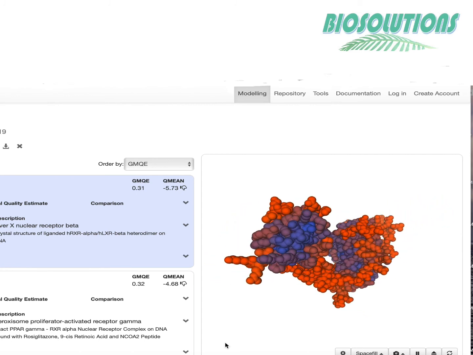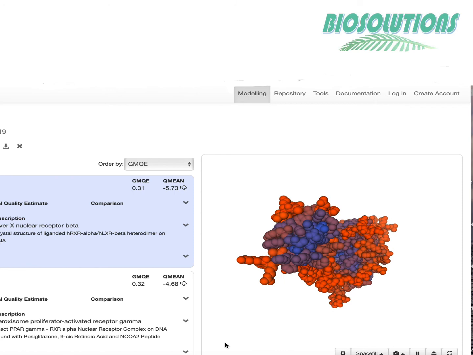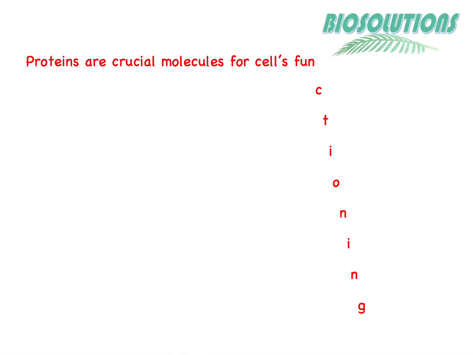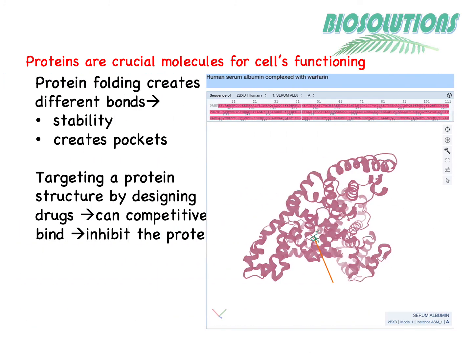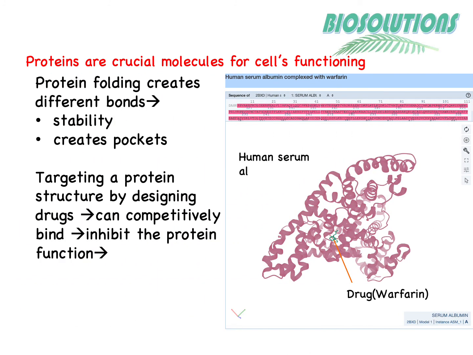One important use of the three-dimensional structure of a protein is for studying its interactions with drug molecules. This figure from PDB shows a human serum albumin protein bound to warfarin drug.